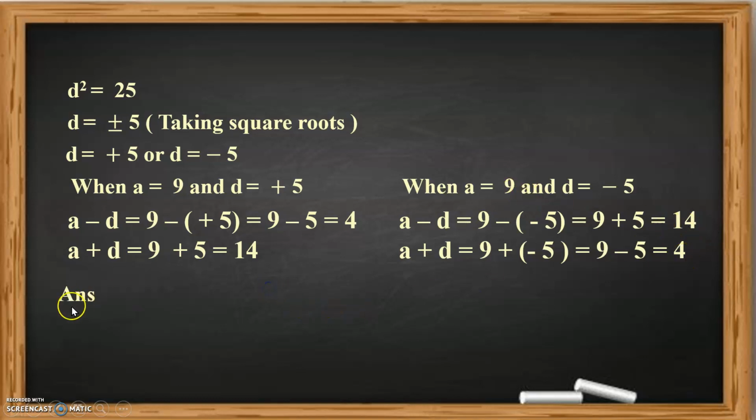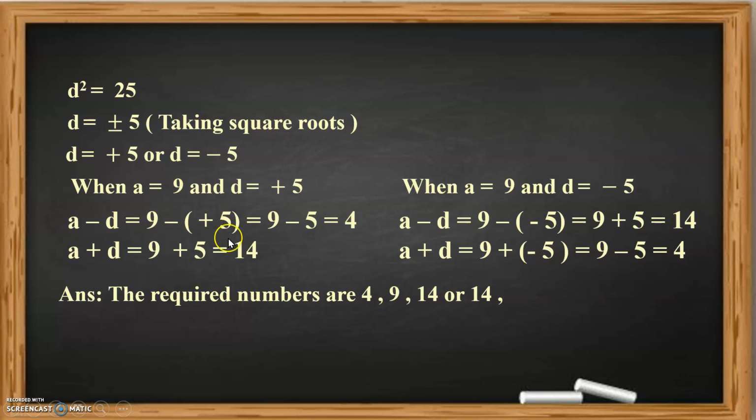Okay, so how do we write the final answers? The required numbers are 4, 9 and 14 or 14, 9 and 4. Okay, now let's go to the next question. That is question number 8.